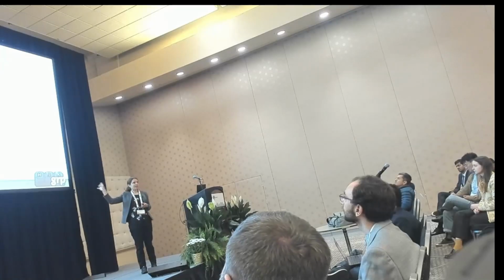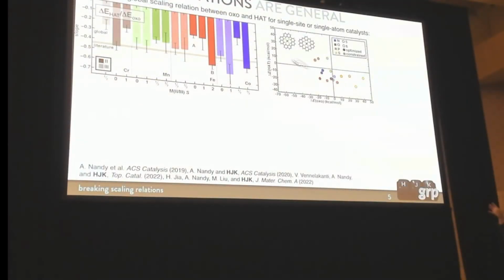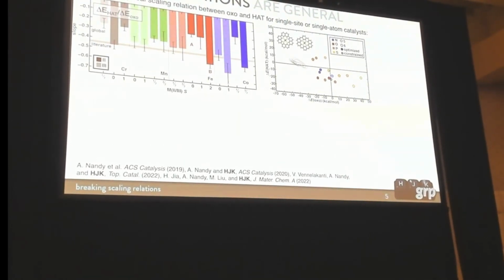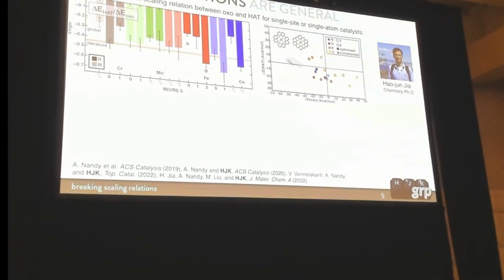When these studies are extended to graphitic single atom catalysts, it's very easy to disrupt scaling relations for these types of systems, as long as you have the metal center with an organic environment.